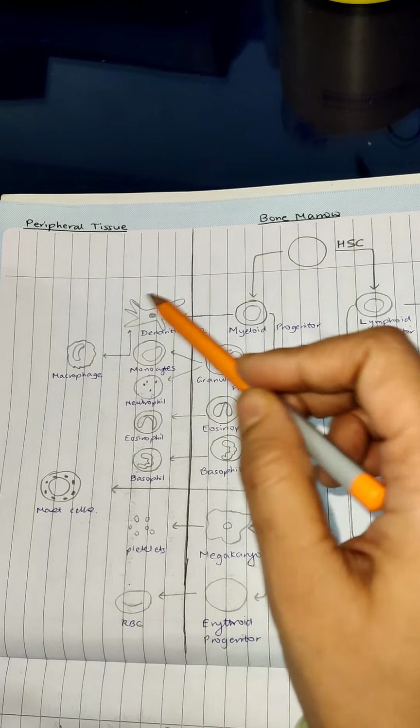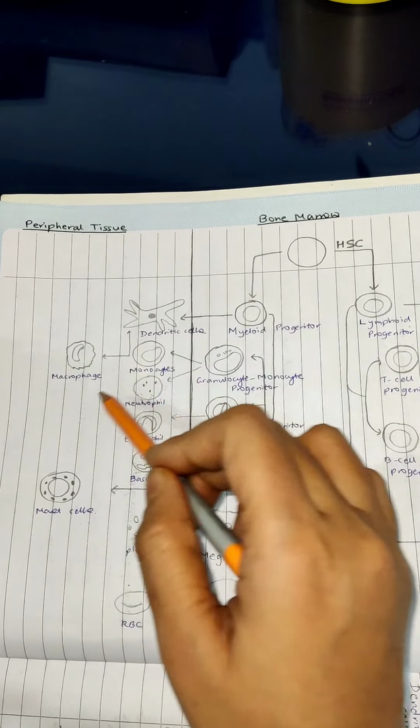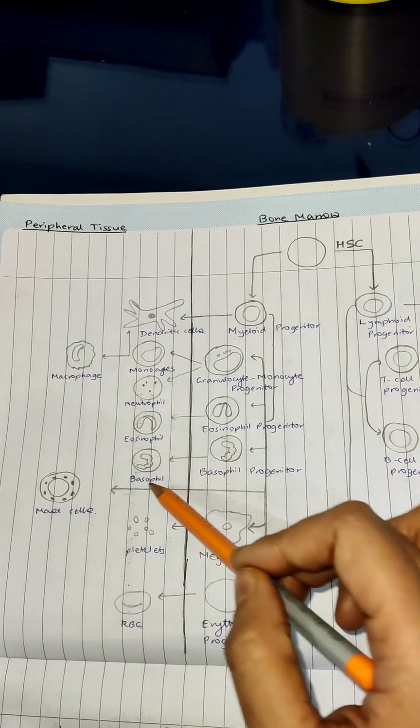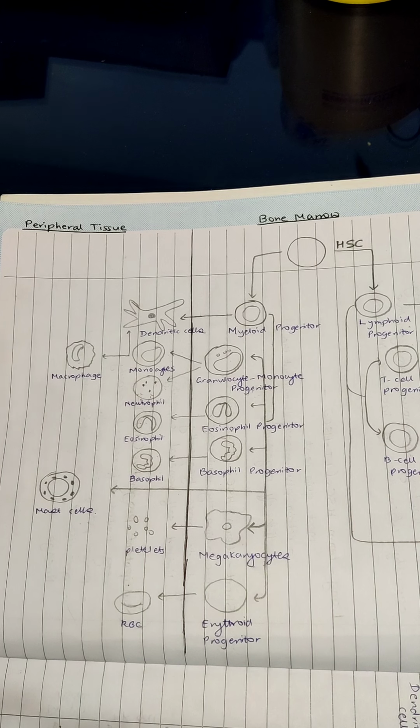Now among all these cells, the dendritic cells, monocytes and macrophages are the phagocytic cells, these are the granulocytes, and these are the anucleated cells. All of these cells play a role in innate immunity. How, we will discuss now. One thing to note here is that the dendritic cells arise both from myeloid progenitor as well as lymphoid progenitor, so they play a role both in innate immunity and acquired immunity.